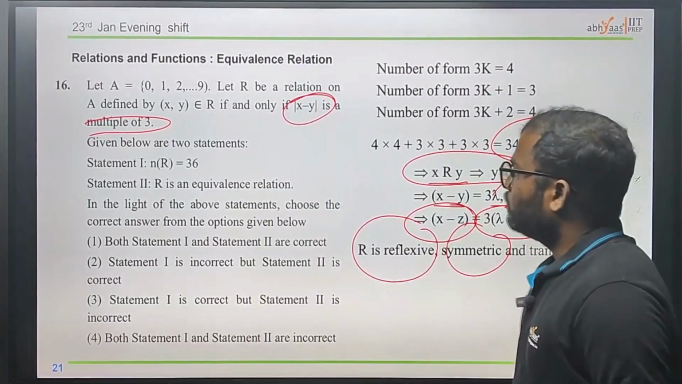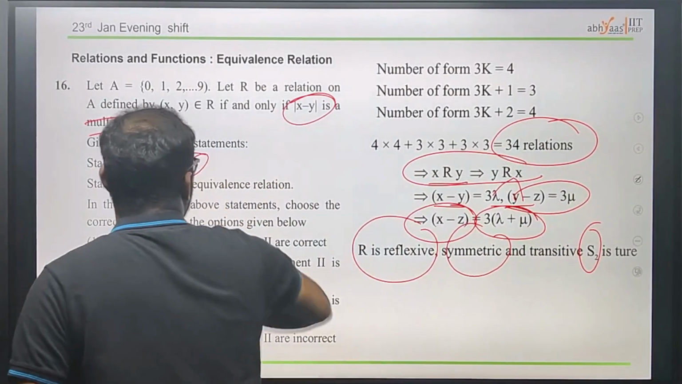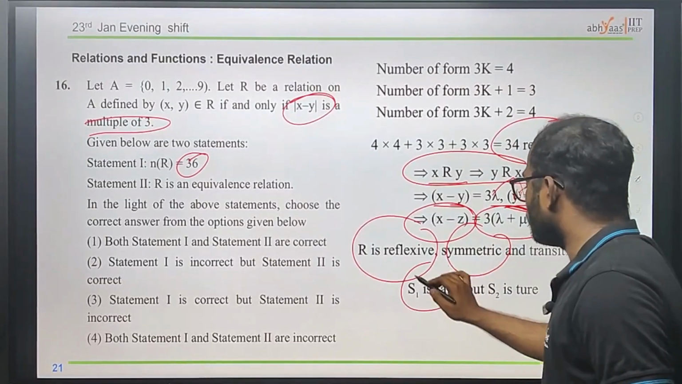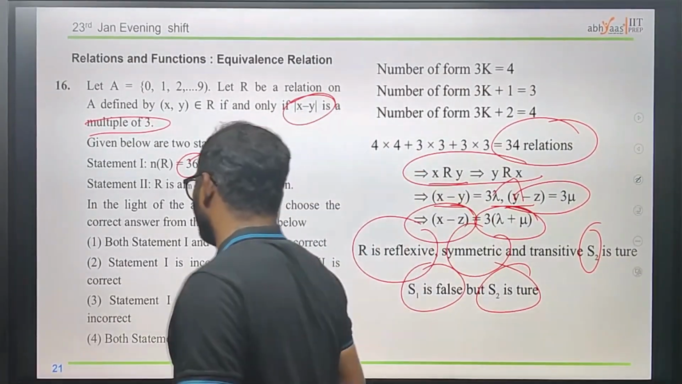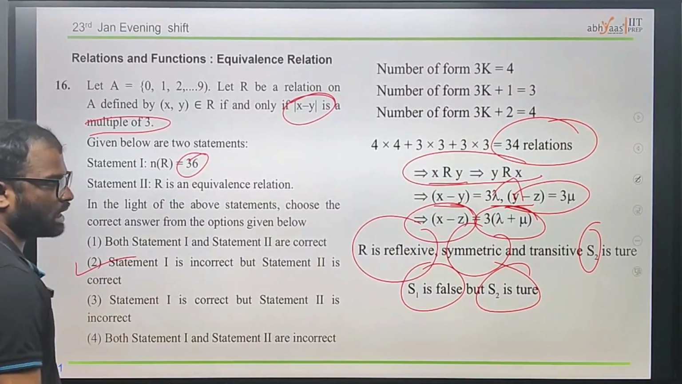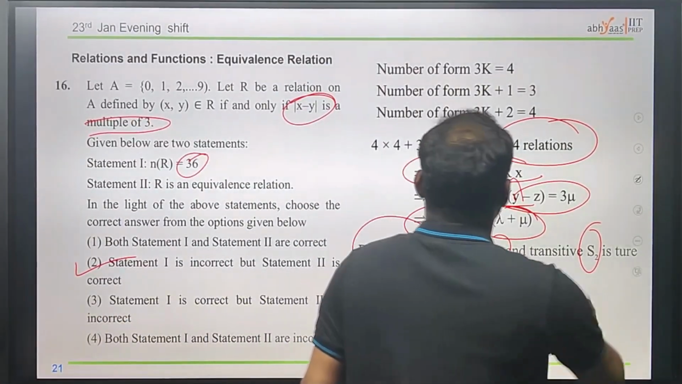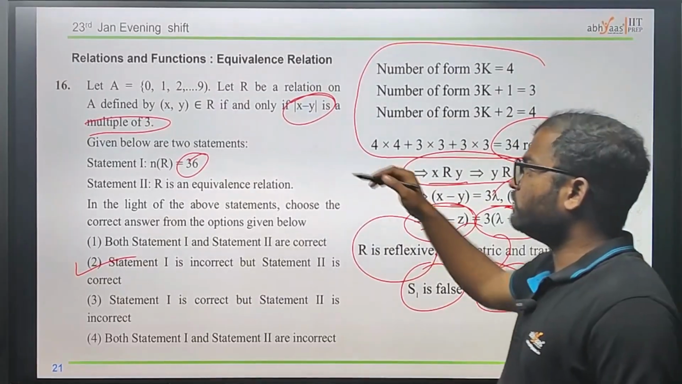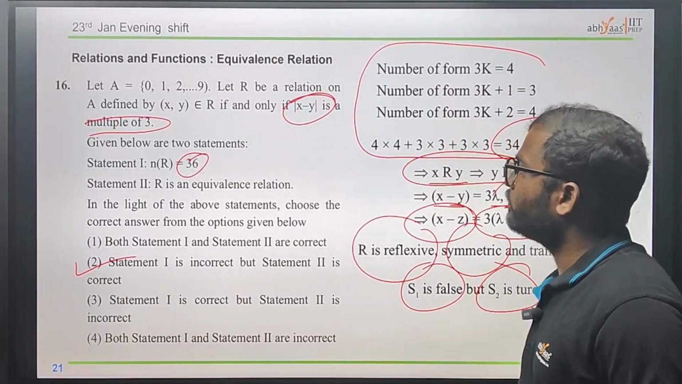But if we observe that we didn't get 36, we only got 34. Therefore S1 is false, S2 is true. So statement 1 is incorrect and statement 2 is the correct option. That's how we first found how many relations we have in this set.